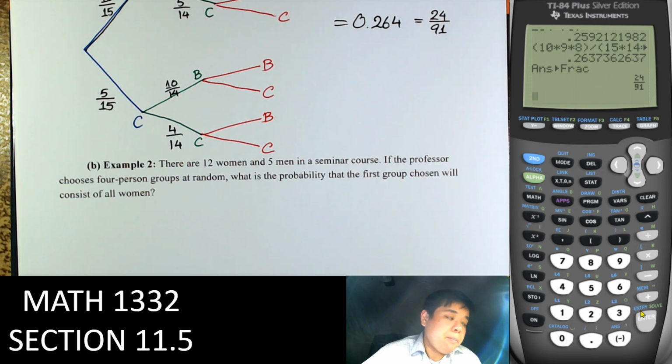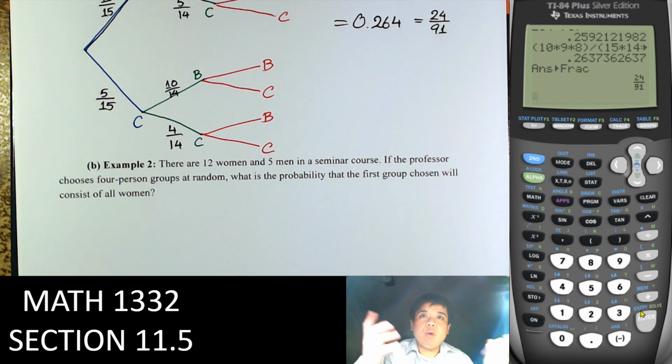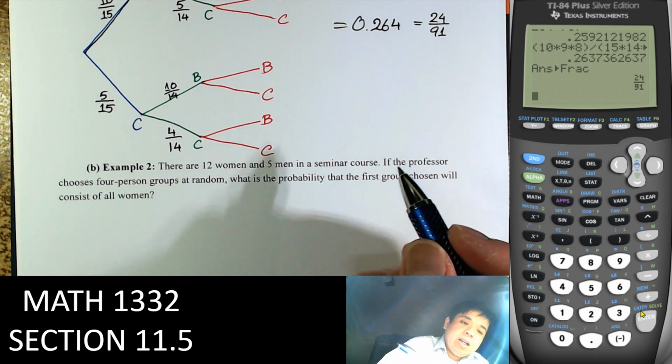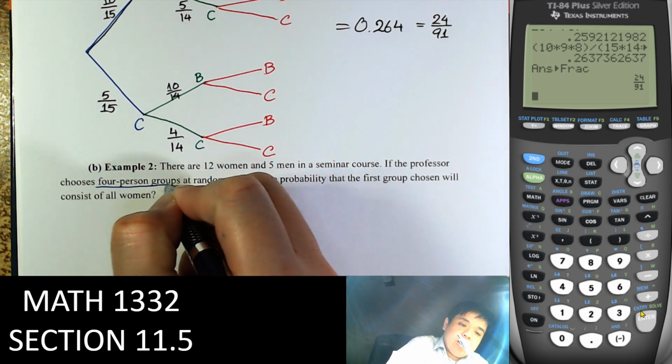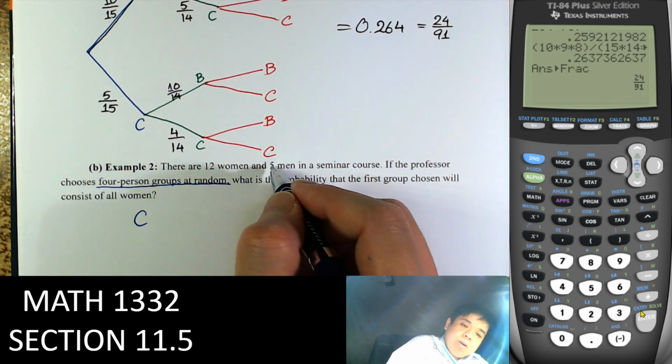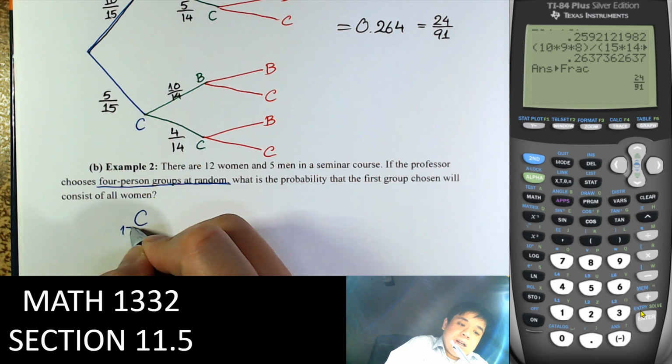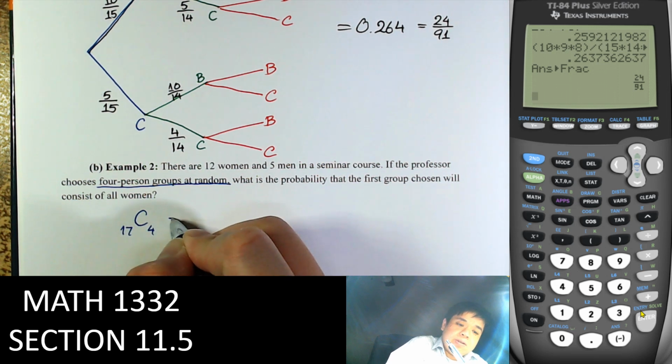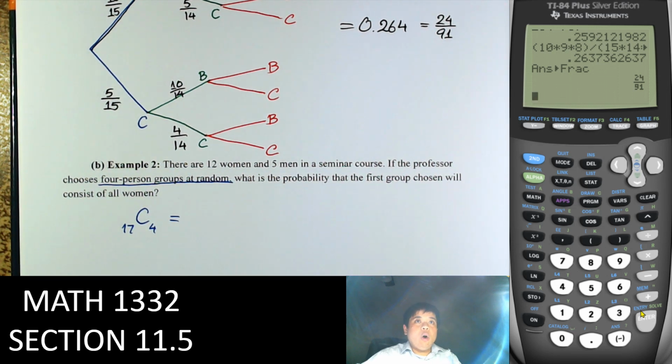Right. Now, there are 12 women and 5 men. So how many possible ways to choose from? Of course, we choose a 4-person group. So we're going to have 12 plus 5, that's 17 people, and we're going to choose 4 of those 17. So this is the total possible group of 4 out of 17. Everything in the sample space will be a combination of 4 out of 17.